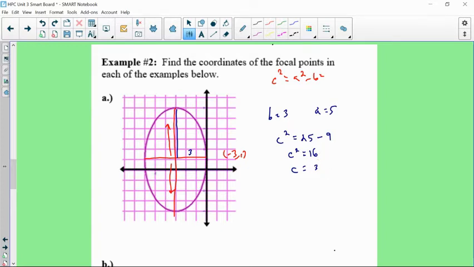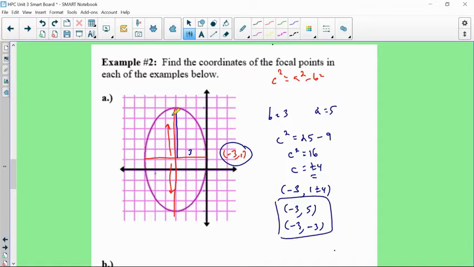Try to erase that 3 and make it into a 4. So plus or minus 4. So we're going to go 4 from this center. So again, it's in the y direction. So (-3, 1 plus or minus 4). So that would be (-3, 5) or (-3, -3). Now those are actually really nice values that you can plot, and you know exactly where they are.